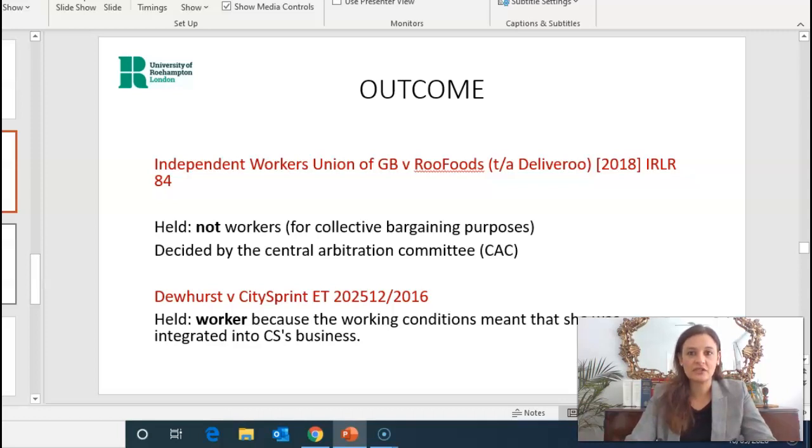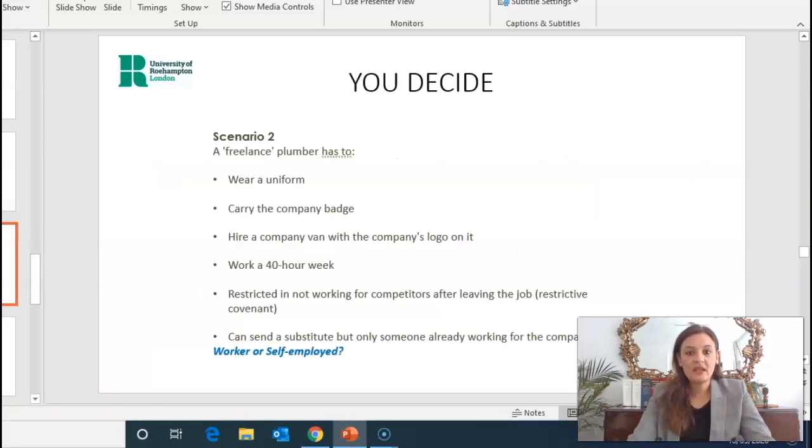It is a difficult area, and it's fact sensitive, and it doesn't make it easier that there isn't any statutory definition for self-employment. Let's move on to a next set of facts.